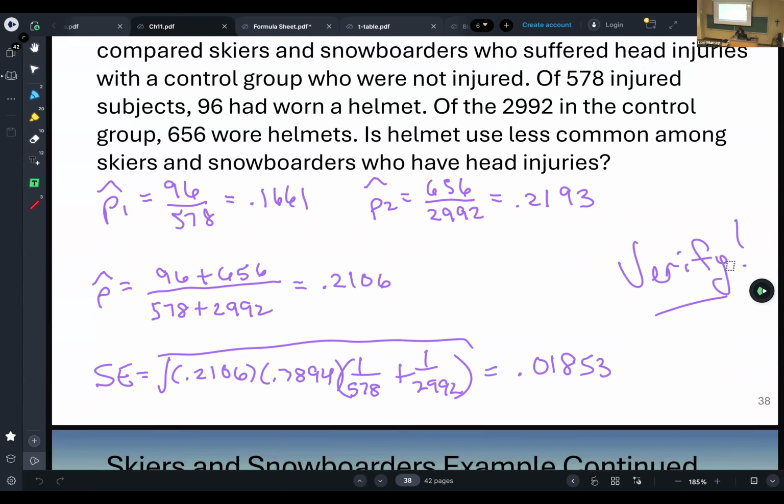So we had these quantities, I believe we left off here. We're right where we left off. And please verify these. We had 0.1661 for p1 hat, 0.2193 for p hat 2. We calculated the standard error as being 0.01853. Yes, you can find it here. Okay, so we can carry on.